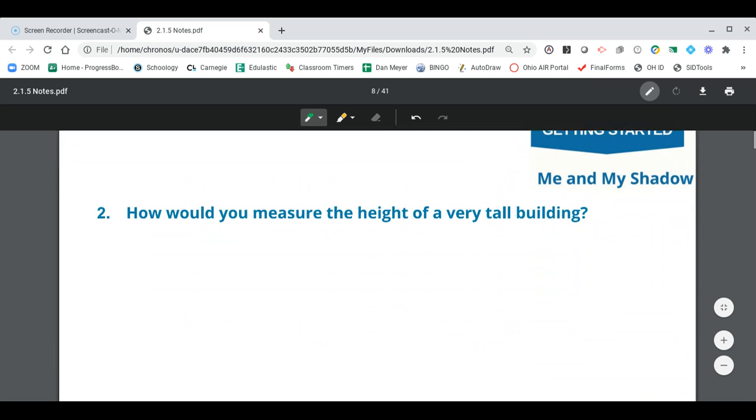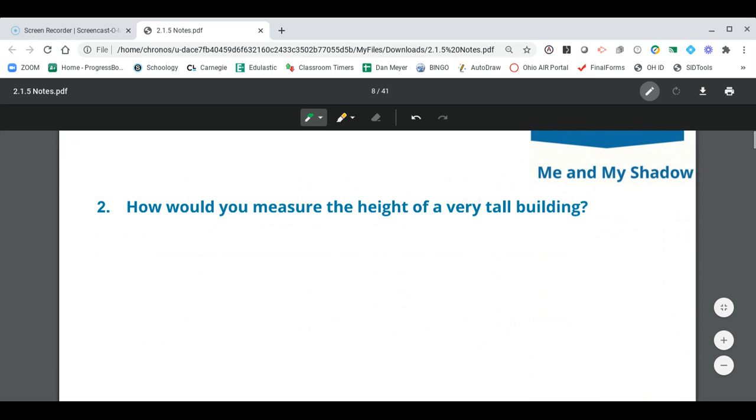So how would you measure the height of a very tall building? This is even taller than a flagpole. So kind of think about it. Let's see. If I know that a building has 3 stories, maybe I could measure 1 story by using a measuring tape or a rope. And let's say it's 15 feet. And then I know that every story is the same. So that's one way that you could measure a tall building. Maybe measure 1 story, it's closest to you, and then multiply by however many stories there are.